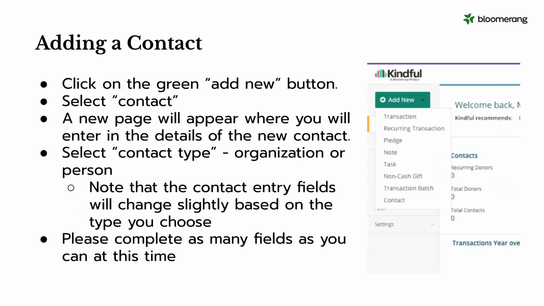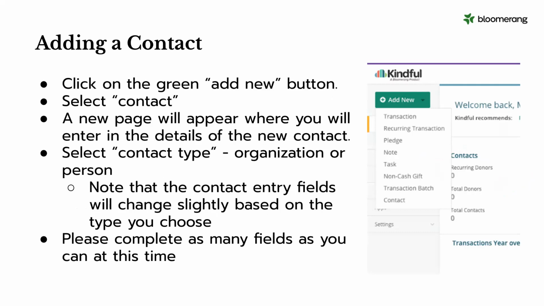So let's start from the very beginning, the basics of adding a contact. On your dashboard, you will see a green button. To add a contact, you will click on the green Add New button. A menu will drop down with multiple choices. You will select Contact. From this, a new page will appear where you will enter the details of your new contact.